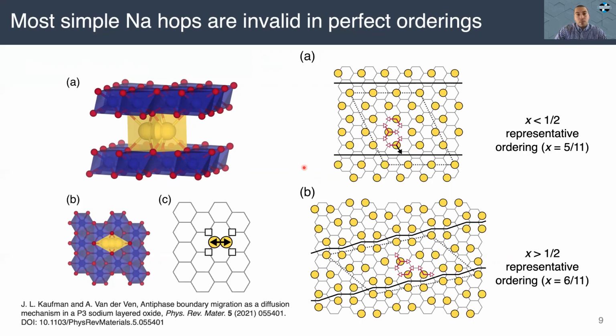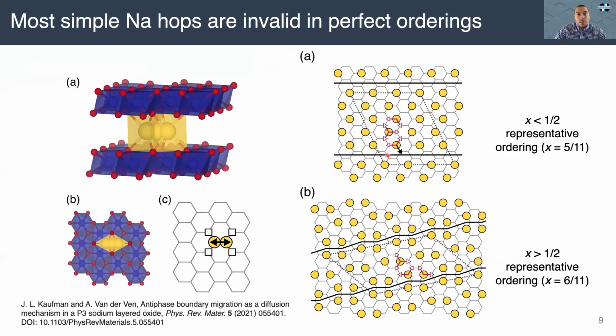And then I calculated migration energies for these hops, which is something that can be done using DFT. And as shown by these open-faced red arrows here, I found that almost all of the hops here are invalid, meaning that the sodium is hopping to an unstable position such that it will simply relax back to its original preferred position. So this illustrates that these orderings are very strongly preferred and don't tolerate defects well.